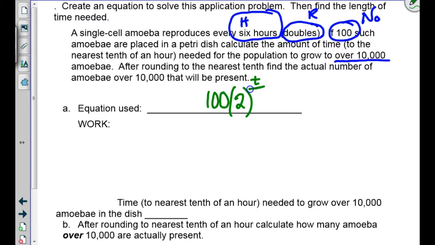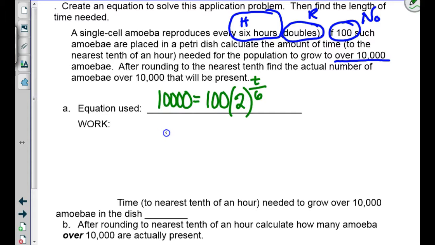Isn't it T over 6? So it's T over 6, okay? And we're trying to get it up to 10,000. Now what? Can I do 100 times 2? No, because this has an exponent. I have to divide the 100 over here, which gives me 100.